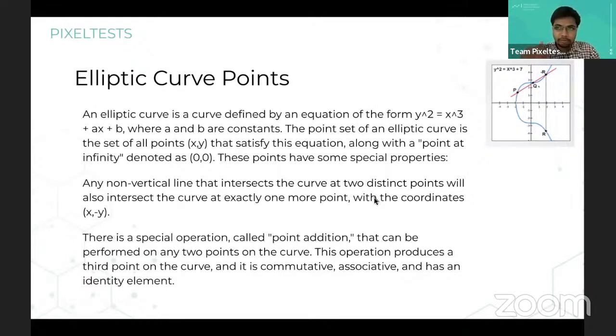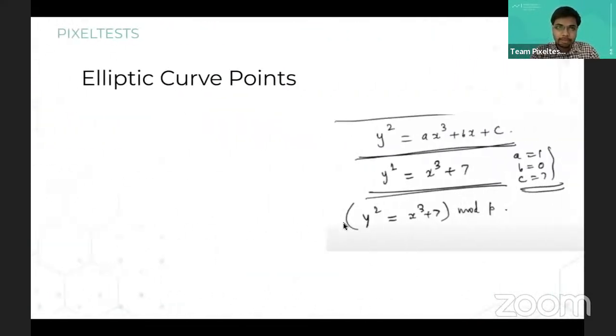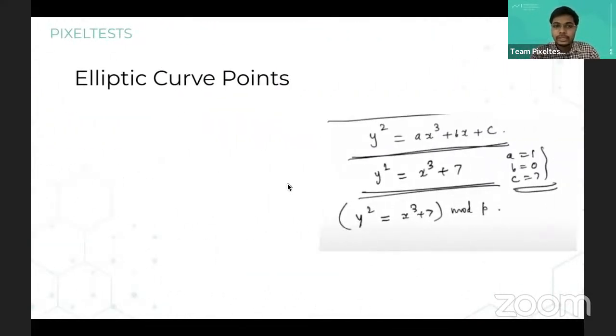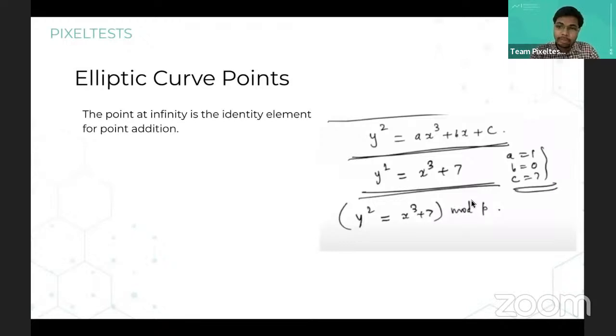So this is one property: there is x, y and x, minus y on this particular curve. There is also one more property called point addition. It means if you know one point, you can create the second point on that particular curve by using this operation called point addition. We'll understand about that. Now if you see this curve, y square equal to ax cube plus bx plus c, if a is 1, b is 0 and c is 7, you will get y square equal to x cube plus 7, mod p.